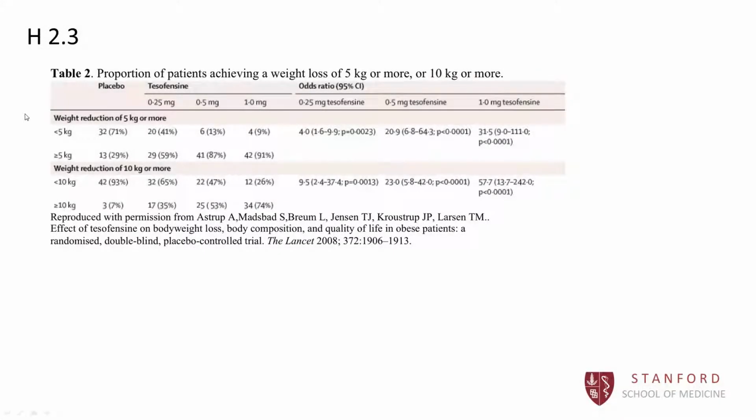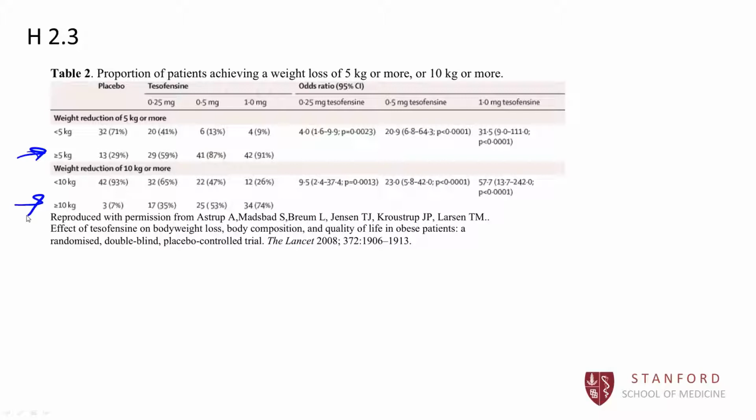So let's take a look at this third table presented to us here on homework 2. There are 2 groups here. There's a group that received a weight reduction of 5 kilograms or more, and then there's a group of patients that experienced a weight reduction of 10 kilograms or more.